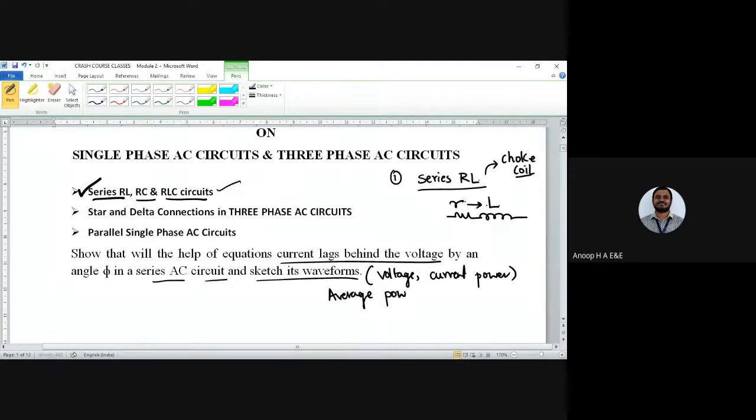Okay, so we are going to find out what is the average power. Fine. So you have to observe the question here. Most probably you will be getting a question like this: the current lagging behind the voltage by an angle phi, in a series AC circuit.